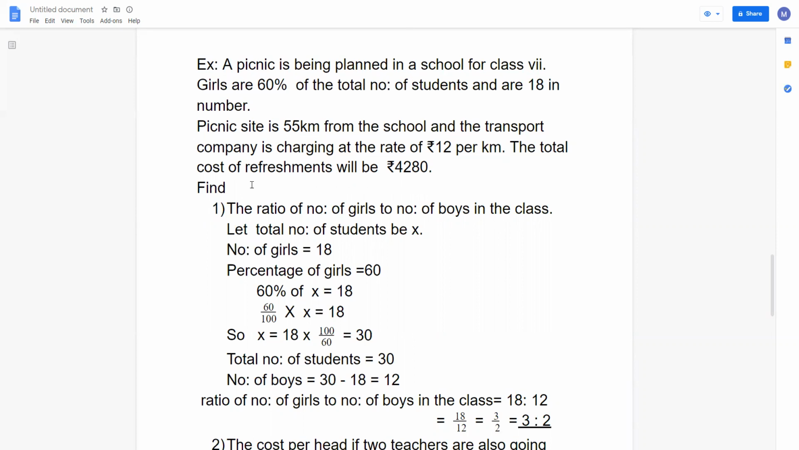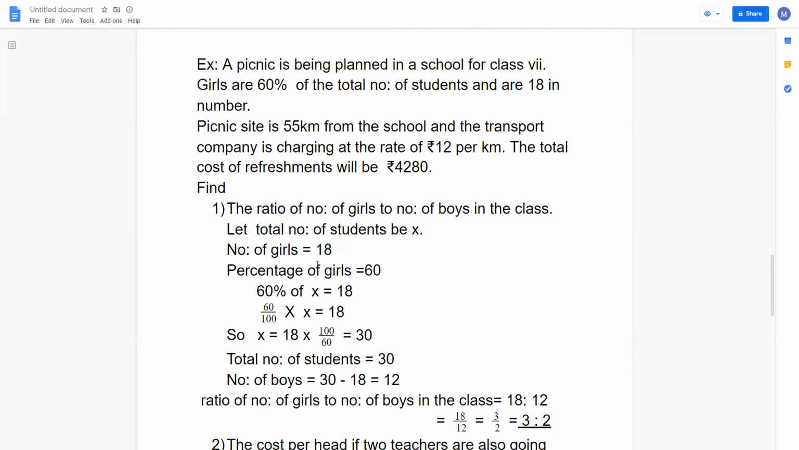Now, the other cost also there, the total cost of refreshments, that is for food and other refreshments, will be 4,280 rupees. Now, there are 3 questions. The first question: find the ratio of number of girls to number of boys in the class. We know the number of girls is 18, but we don't know the number of boys, and we don't know the total number of students also. So first of all, we are going to calculate total number of students. It is not given, so let total number of students be x.